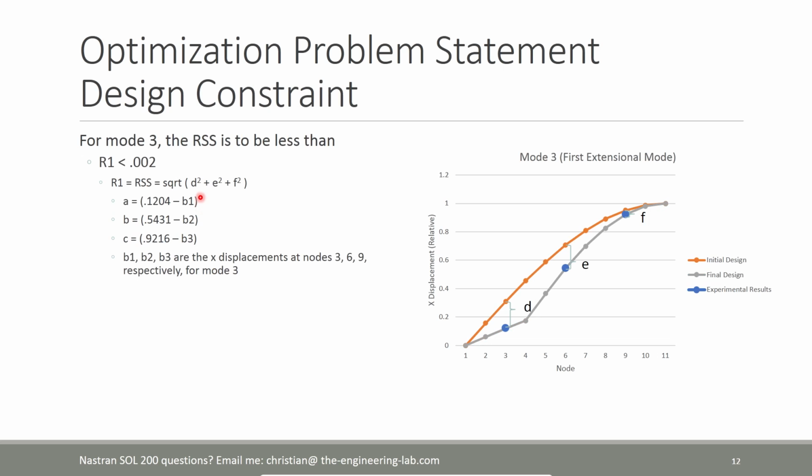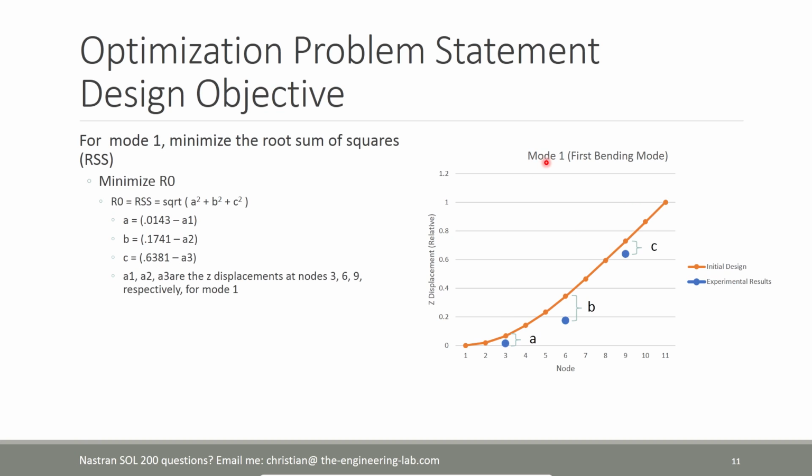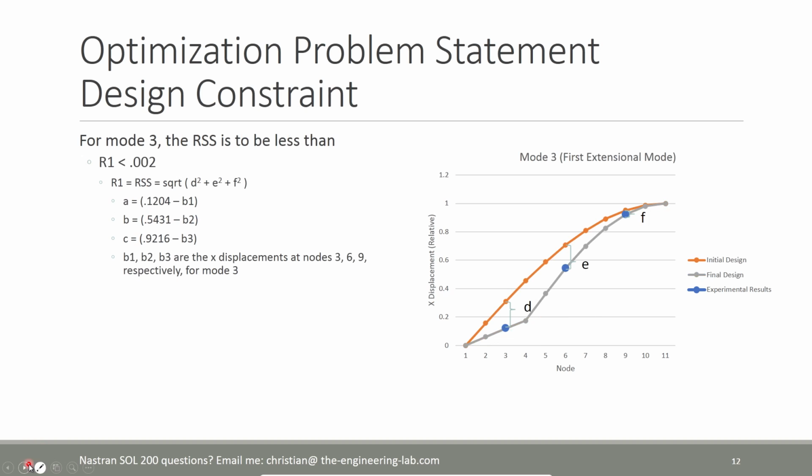We are going to do something for the design constraint. We want to do something comparable for mode 3. Unfortunately, you can only set one value as the objective. So here in the previous slide we are focusing on mode 1, the RSS value called R0. But for the constraint, we are going to define the root sum of squares for mode 3, but instead we are going to use a tolerance value. We are going to say that this value should be no more than 0.002.